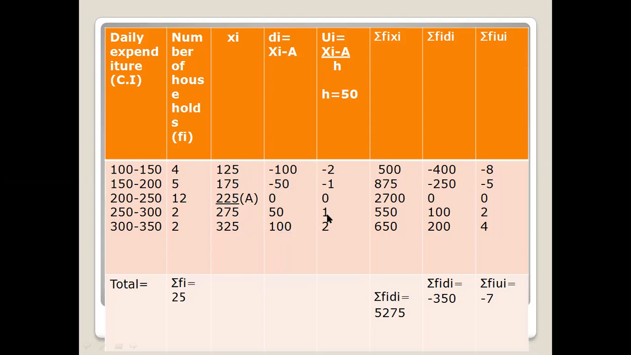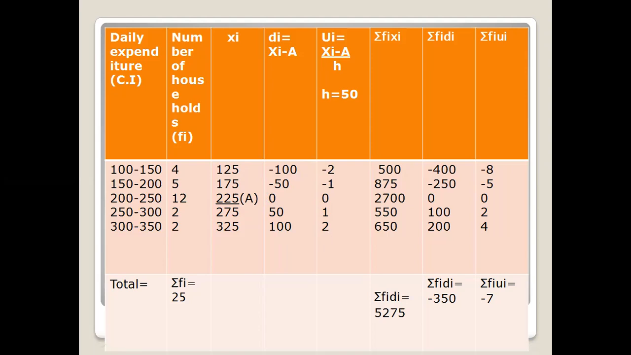Now the ui column. I already mentioned, the h value is 50. So the xi minus a values are already here, and you must divide these by 50 because the procedure is again the same. It is 125 minus 225 by 50, that means minus 100 by 50, its value is minus 2. The next one is minus 50 by 50, that is minus 1. 0 by 50 is 0. 50 by 50 is 1. Then 100 by 50 is 2. So the fifth column, this ui column, is completed.